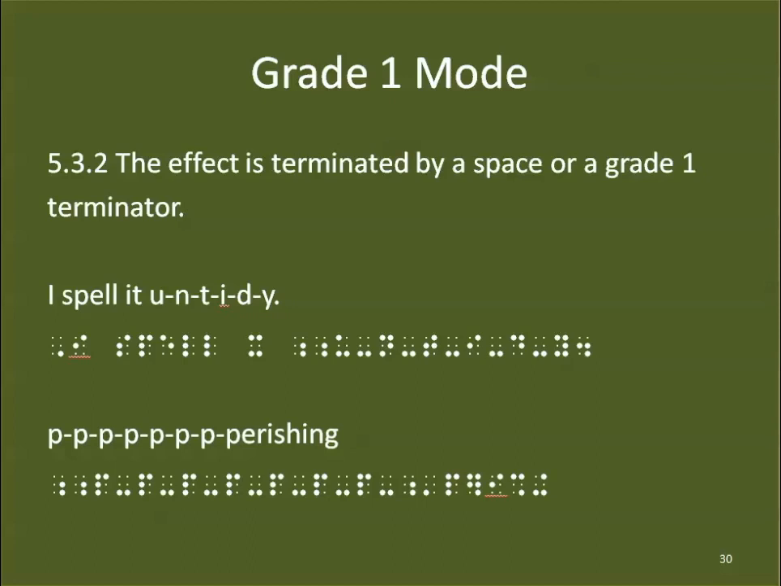But then we're terminating it because we want to use contractions for the word perishing. So we have our terminator there with our prefix of 5, 6, what's being terminated, and then our terminating cell of dot 3. Otherwise, we would have to spell out the word perishing, which takes up more cells.